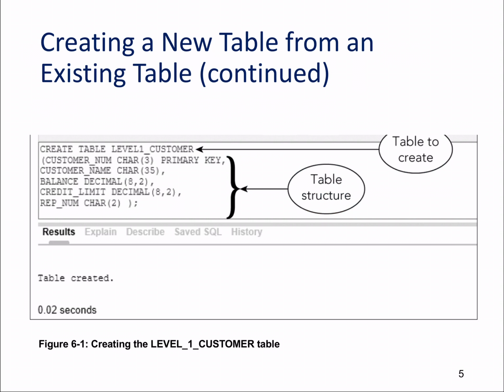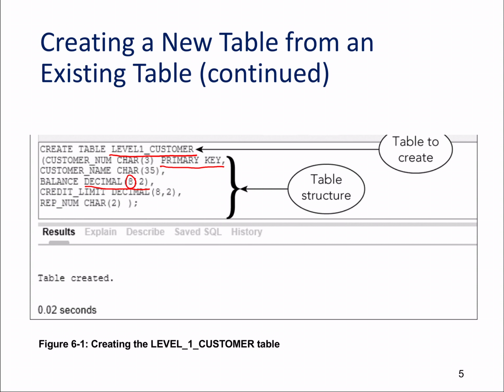We're going to create a table called level 1 customer. It's just a special customer table, which has a similar structure to our original customer table. It has the following attributes. First of all, it has the customer number, which is a CHAR(3) and is the primary key. It's a unique number to identify each customer. We also have a customer name, which is CHAR(35). We also have a balance, which is DECIMAL(8,2). So probably you understand how to use the decimal.